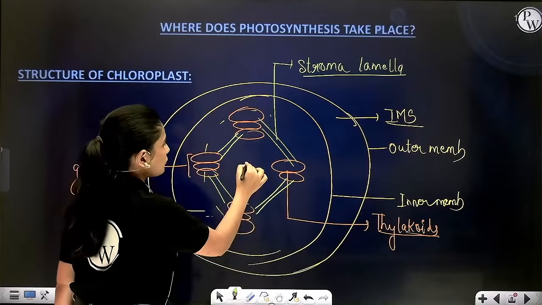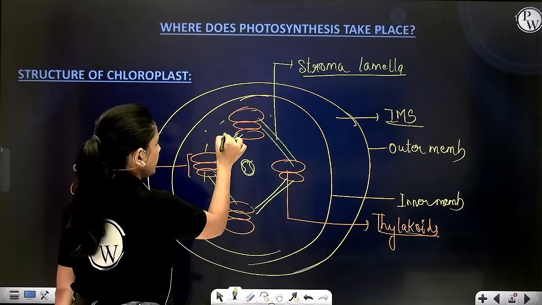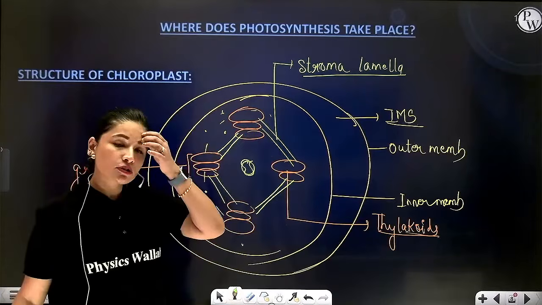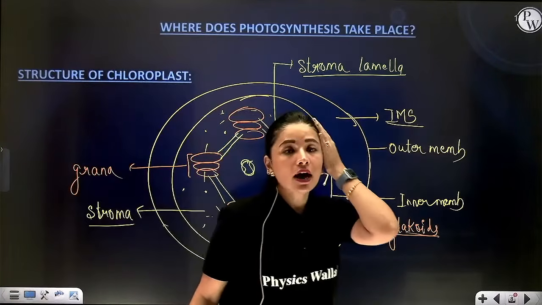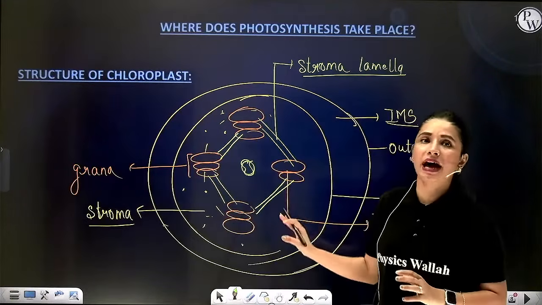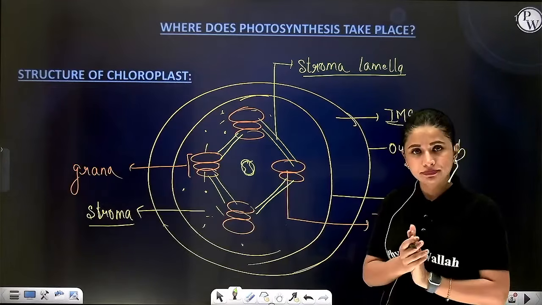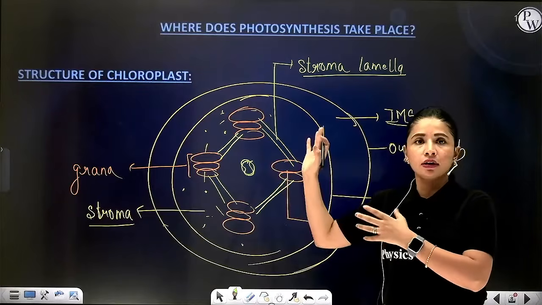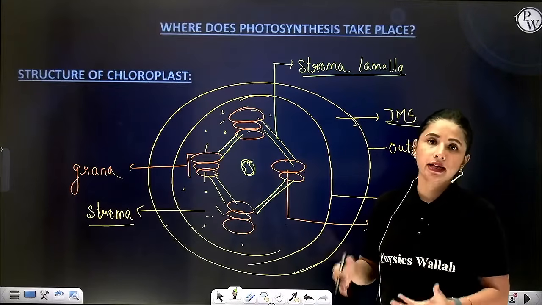Correct? Apart from this, they have double-stranded circular DNA, 70S ribosomes in the stroma, the enzyme rubisco, etc. So this is how the simple structure of chloroplast is going to look. Now, where inside this structure will your photosynthesis actually take place?